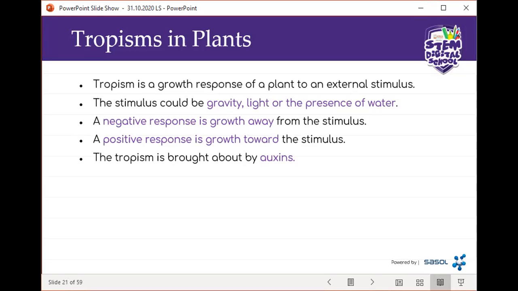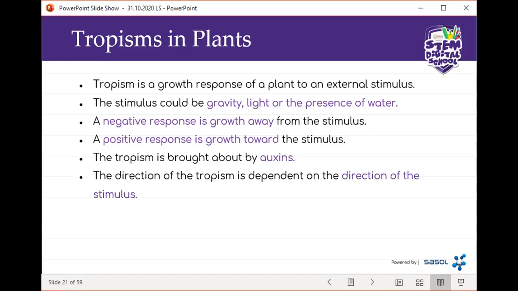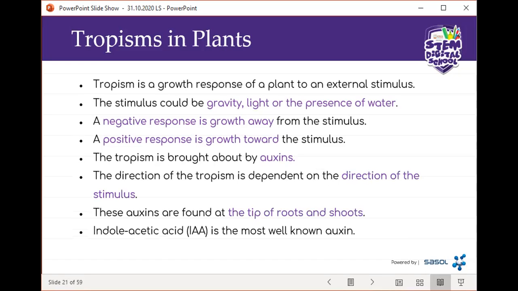Okay, very much important to note that tropisms are brought about by auxins, and the direction of the tropism is dependent on the direction of the stimulus. So the direction of the plant growth is dependent on the direction of the stimulus. And these auxins are found at the tip of roots as well as shoots. Then we have IAA, which is the most well-known auxin, or indole acetic acid.